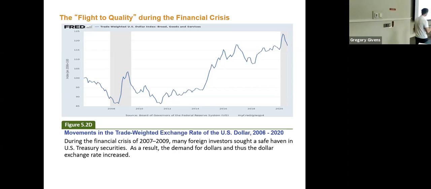Interestingly, I think if you go back and compare this graph to the one earlier, the US dollar strengthened during the financial crisis against this broad basket of currencies, but I believe it weakened against the Japanese yen. So the US dollar was not strengthening against every currency, just the majority of currencies.